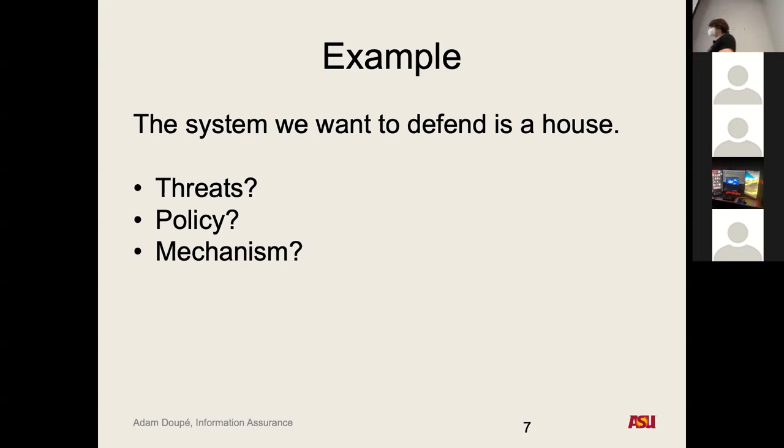So what are the pros and cons? Let's go through. We had the threat of somebody breaking into our house and stealing our stuff. We have several different policies and mechanisms. We talked about locks, a security system, and a safe. I think some people on the Zoom chat suggested armored guards. What are the pros and cons of that? Take one of those. So let's do locks. Pros, cons?